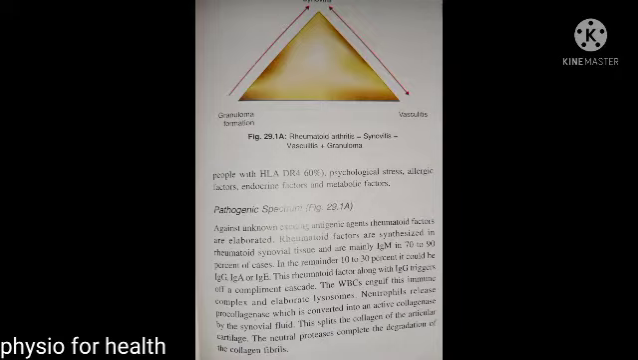Pathogenic spectrum, Fig. 29.1a. Against unknown exciting antigenic agents, rheumatoid factors are elaborated. Rheumatoid factors are synthesized in rheumatoid synovial tissue and are mainly IgM in 70 to 90% of cases. In the remainder 10 to 30% it could be IgG or IgA. This rheumatoid factor along with IgG triggers off a complement cascade.